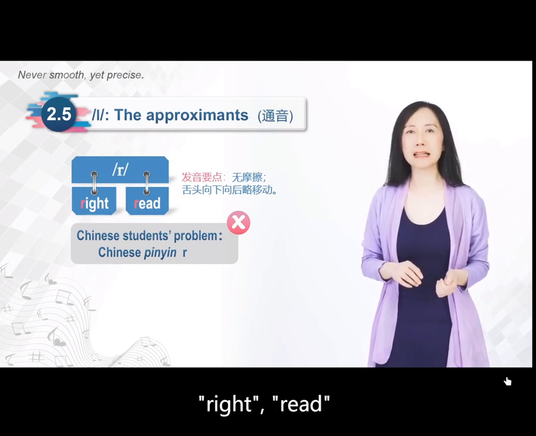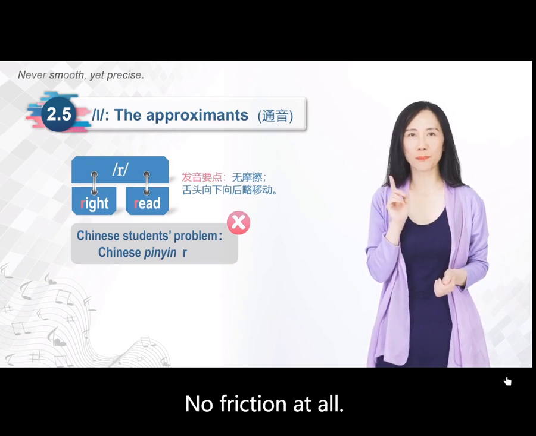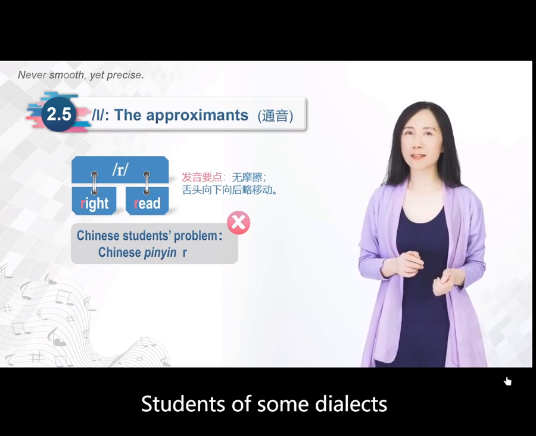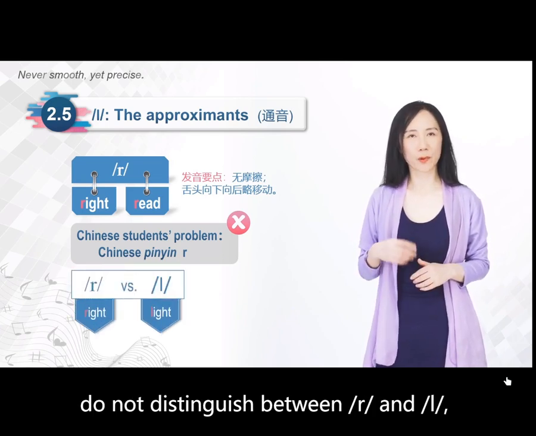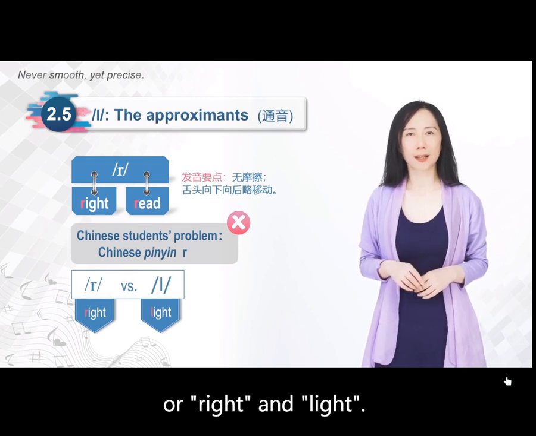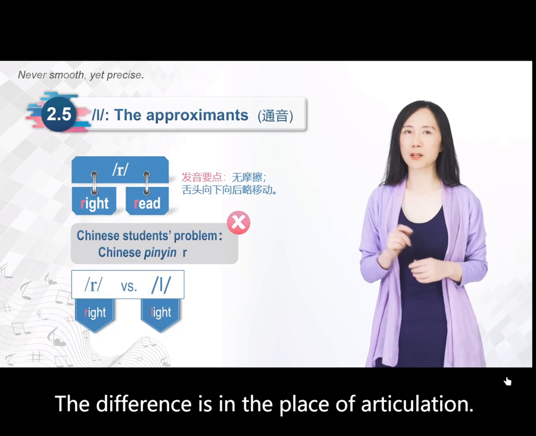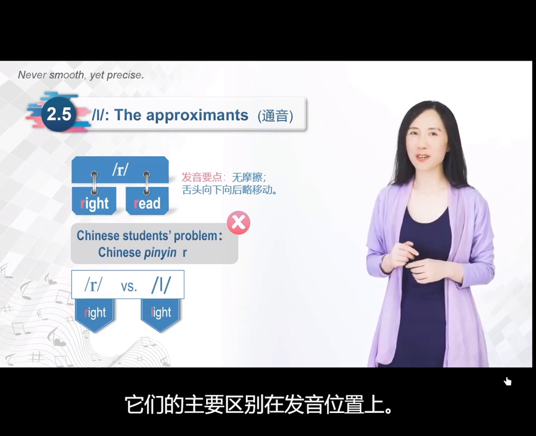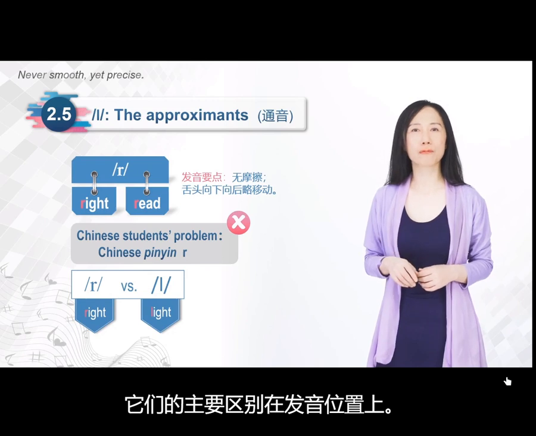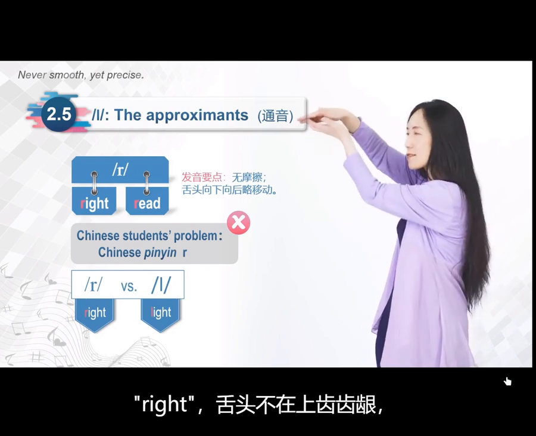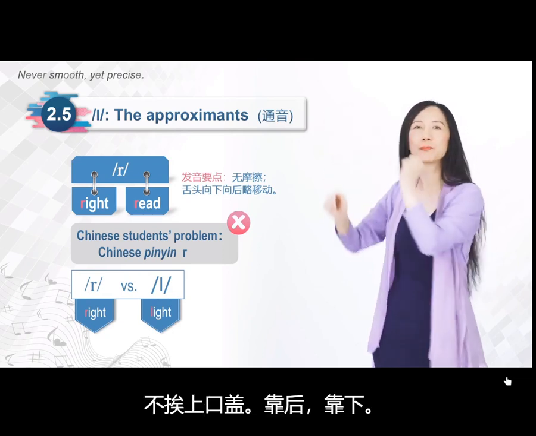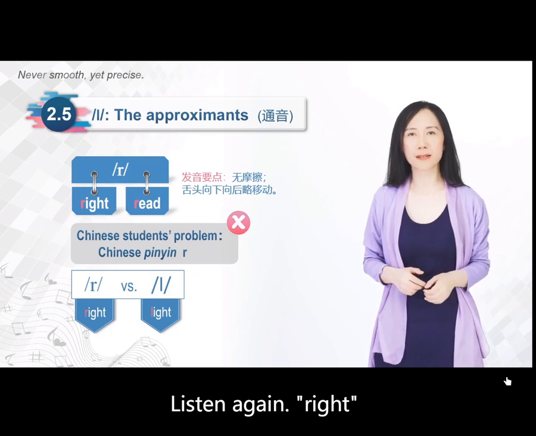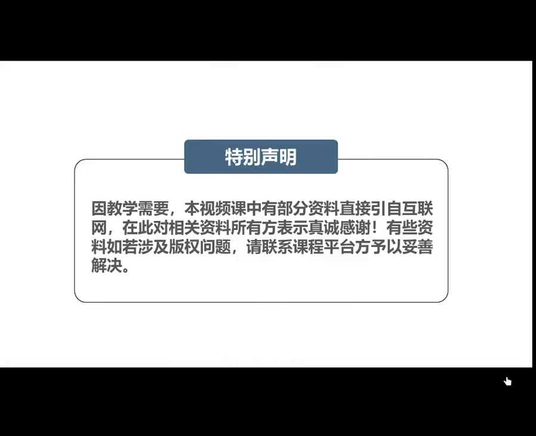Right. Read. No friction at all. Students of some dialects do not distinguish between r and l or right and light. The difference is in the place of articulation. 它们的主要差别在发音的位置上。Right, 舌头不在上齿龈，不挨上口盖，要往下、往后靠。Listen again. Right.